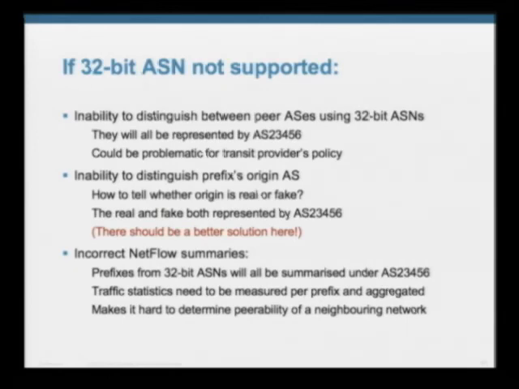How do you distinguish between a prefix's origin AS? Again, they all look the same. You know, which one's real, which one's fake? What if somebody's coming along masquerading as somebody else? It's just 2, 3, 4, 5, 6 to you, so it might be all right. If you're using NetFlow or any of the other types of traffic flow summarization, well, 2, 3, 4, 5, 6, it's all the same.